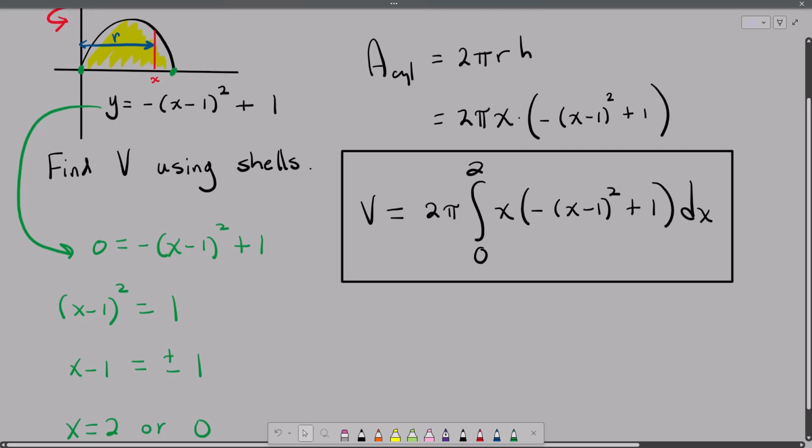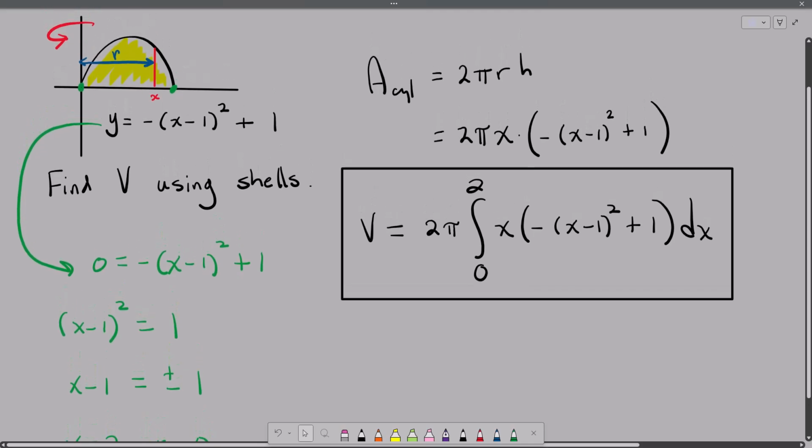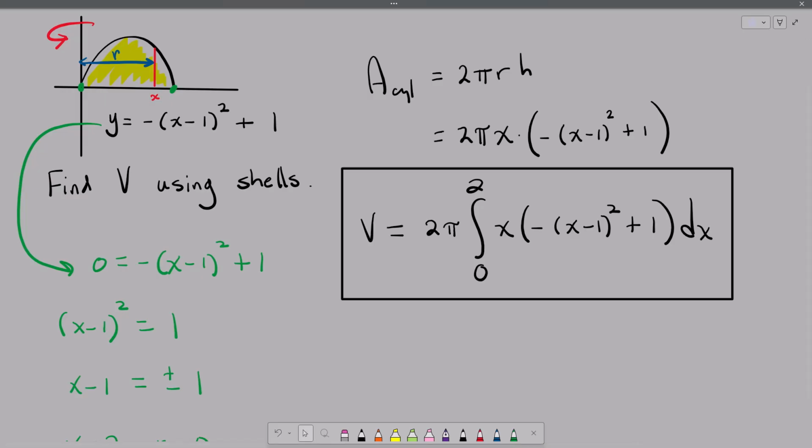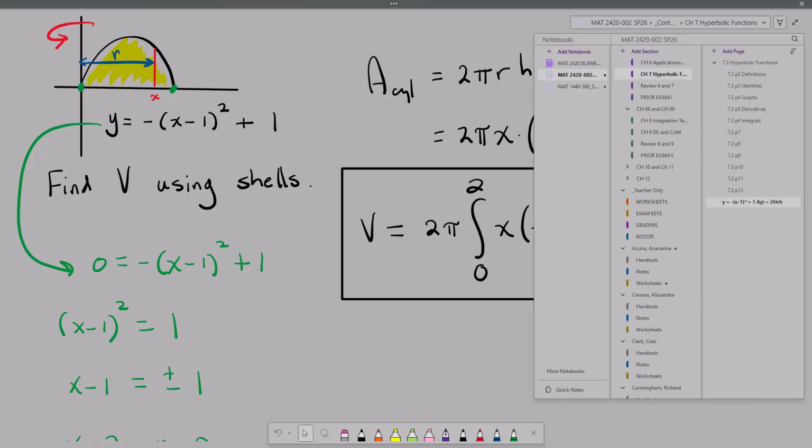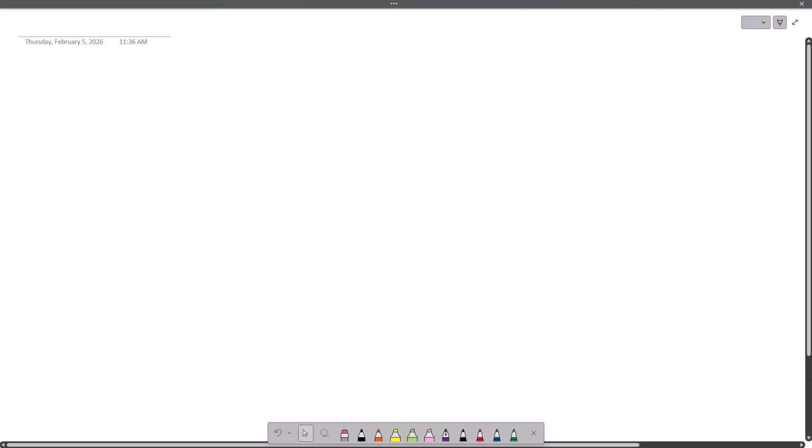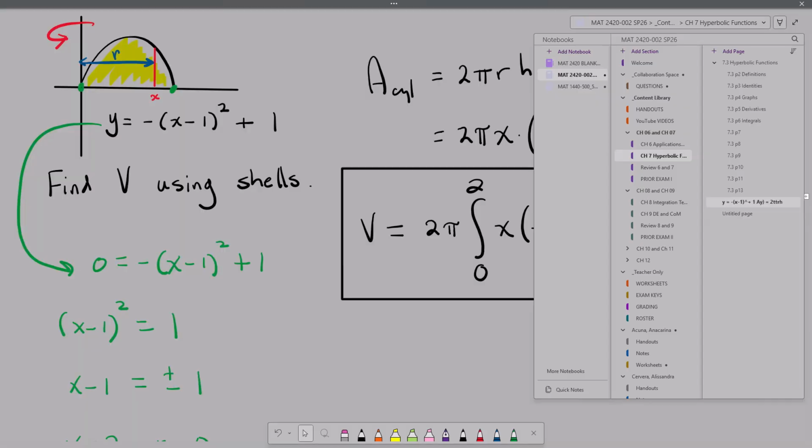All right, any part of that you want to ask a question on? Okay, so that's cylindrical. Yep, 2 pi rh for the cylinder. Yeah, so that's 2 pi over. That's right. All right, next question. So it is that easy. Next question.